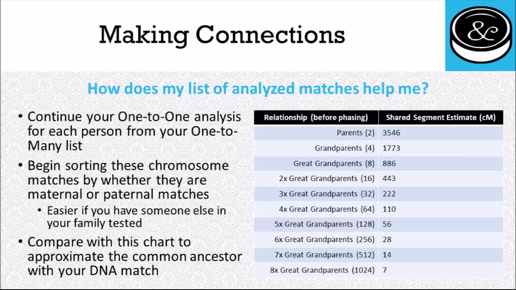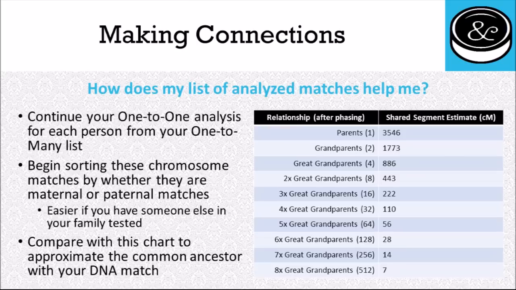Anything I can do to narrow this number, this 32, down is going to help me figure out who our common ancestor is. The first step I can take is to determine whether they match me on my mom's or my dad's side. That instantly cuts this number in half, because half of my 3-times great-grandparents come from my mom's side and half come from my dad's side. So it goes from 32 potential people to 16. That's a little more manageable.